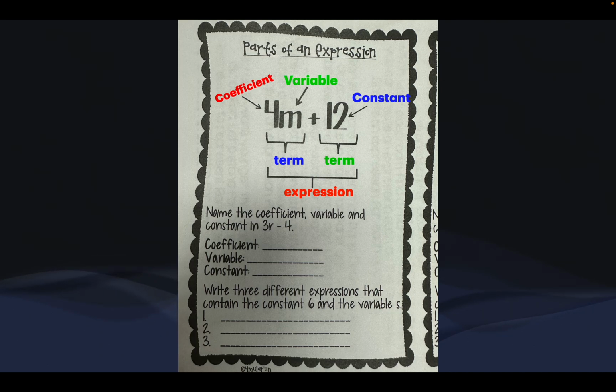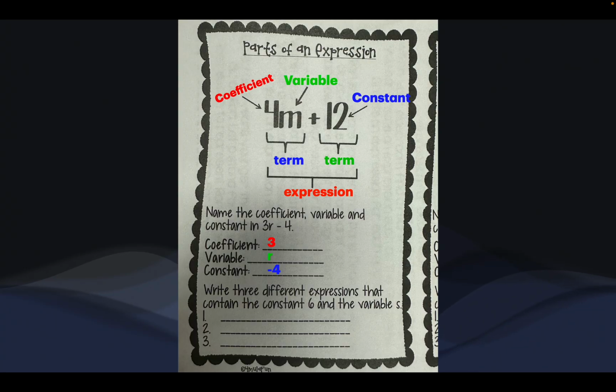All right, so our coefficient is 3, the variable is r, and the constant is -4. If you forgot to put the negative, go back and fix it. Remember at the beginning of the year when we circled our integers and we circled our terms, you have to include the sign that is in front of the number or in front of the term. That sign goes with it.